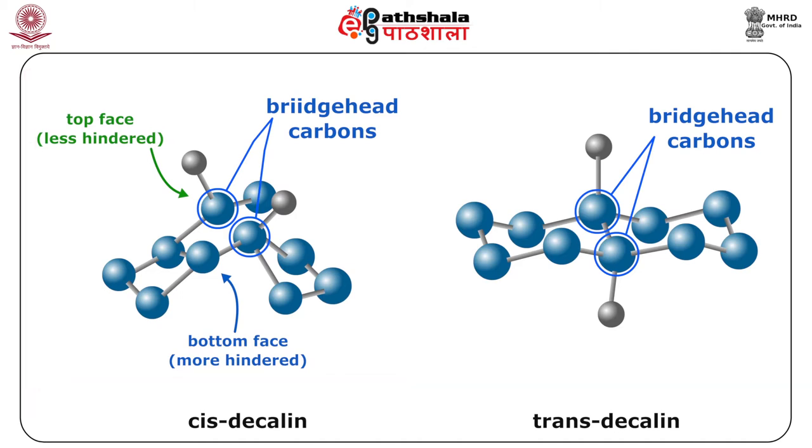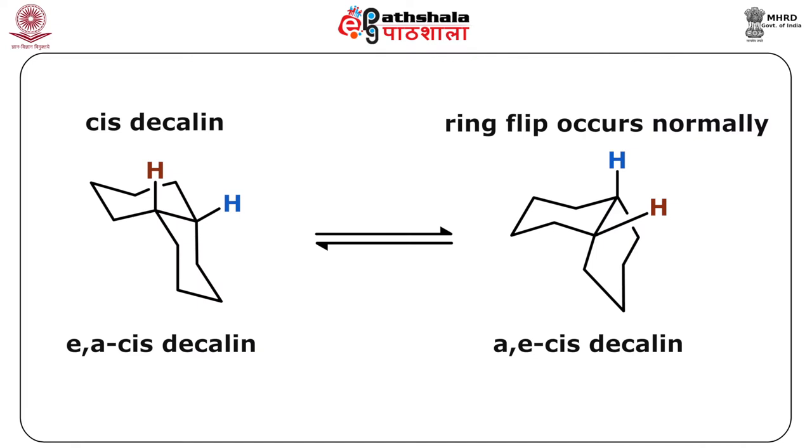Although in both the cases, the cyclohexane rings are in their most stable chair conformations. In cis-decalin, the two cyclohexane rings are joined through an equatorial and an axial bond. And ring flipping is permissible in this case, which converts one cis form into another and converts the equatorial bond to axial and vice versa. That is, the EA cis-decalin on ring flipping will give AE cis-decalin. This equilibrium is shown in this figure.